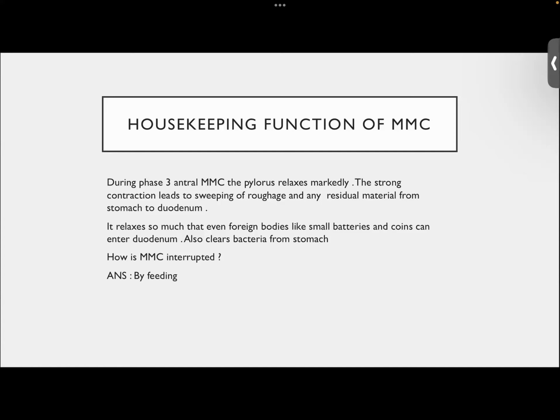So remember how I said the stomach doesn't let large particles enter? So what if you have something stuck? Like people swallow coins, batteries, all this stuff. And usually you see them later, it's in their feces, like they excrete it. So how did it get all the way to your rectum? It's because during phase 3 of the antral MMC, the pylorus opens so much that even foreign bodies can pass through. It also clears bacteria from the stomach.